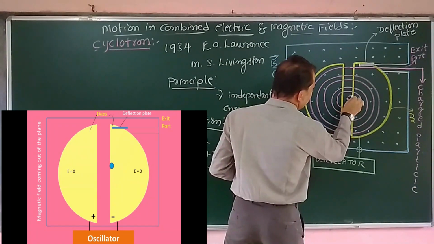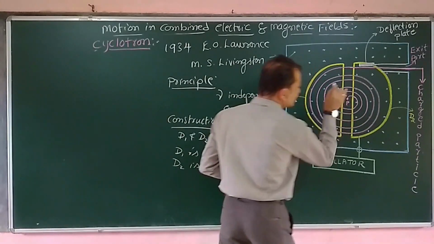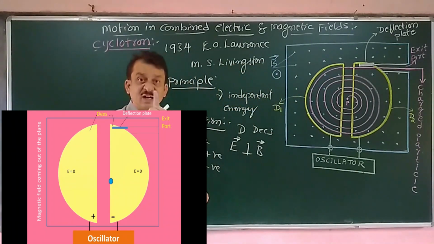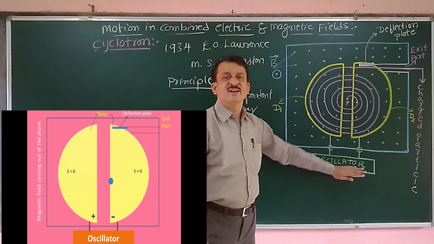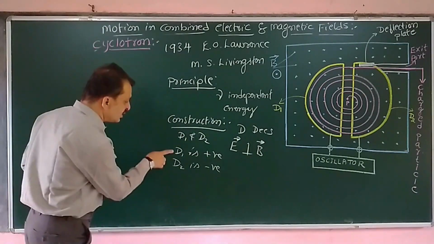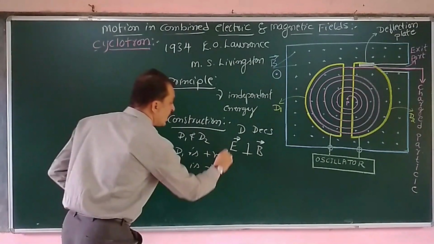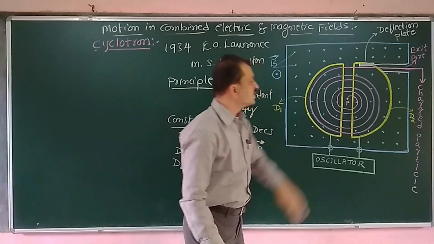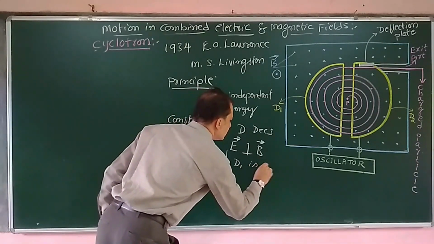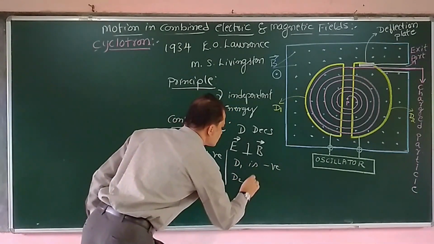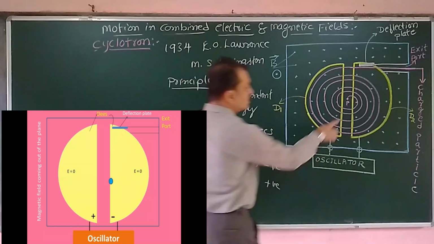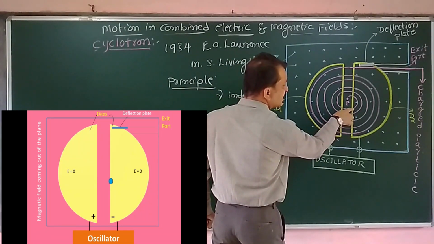It keeps bending, and as and when it reaches the edge of D2, at that position the oscillator reverses the polarity. What does that mean? Very simple. Initially D1 is positive, D2 is negative. As and when the charged particle enters the edge of D2, obviously what will happen? D1 becomes negative and D2 becomes positive exactly at the edges. Now at this point, the charged particle is here.